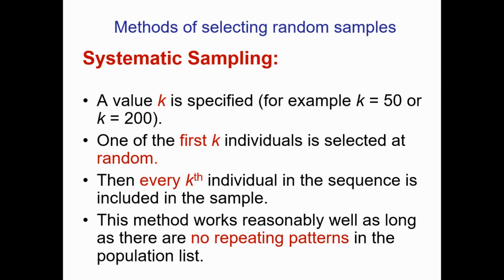So if for whatever weird reason, let's say the list was alphabetical, but somehow it still went female, female, male, female, female, male, etc. That's a repeating pattern that occurs over and over. That may not work, because if each time you just happen to land on females, well then your sample is going to be all females. No males whatsoever.